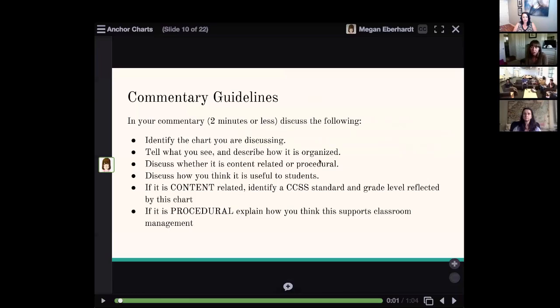So I wanted them to talk about the organization of the actual chart, whether it was a content-related chart or more of a management procedure, and how they thought it might be useful to students. Then specifically, if it was content-related, I wanted them to go back into the Common Core standards and try to find a standard, and from there try to identify the grade level that this classroom might reflect. So they had to get analytical in the way they looked at the charts.